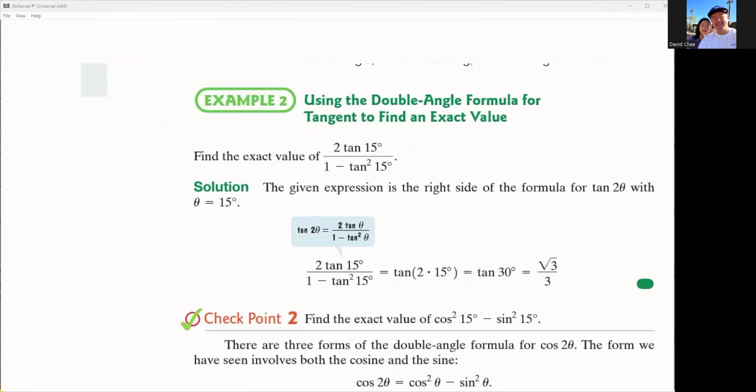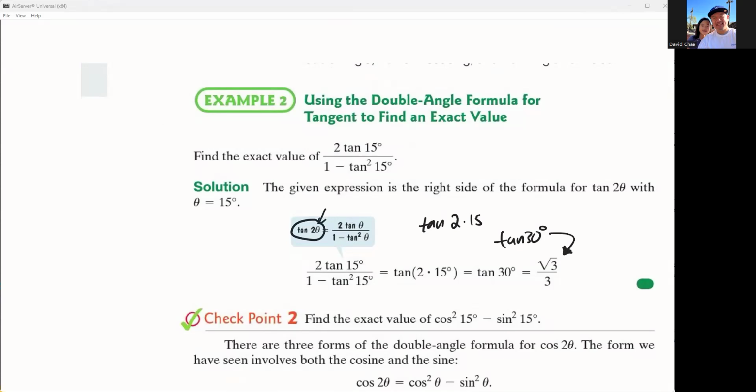Example 2 isn't hard to teach. You just have to recognize what form it's in, right? Notice that 2 tan 15 over 1 minus tan squared 15 is in the form of tan 2 theta. What's theta equal to? 15, right? So this is equal to tan of 2 times 15, because theta is 15. So the tangent of 30. And on your unit circle, what is the tangent of 30? Radical 3/3.